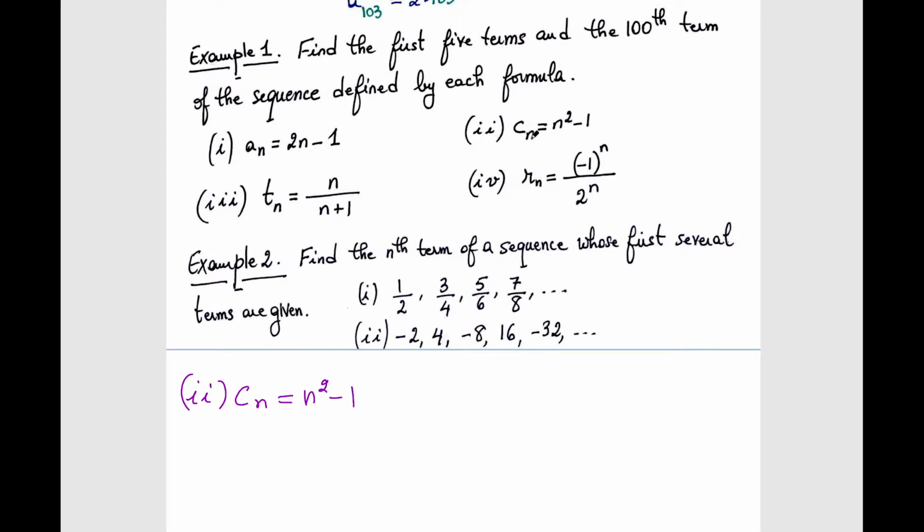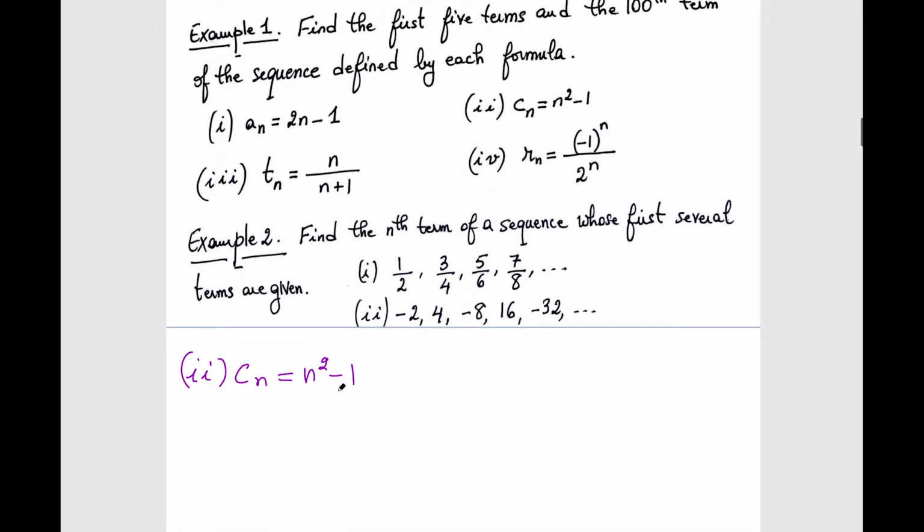So the first term is C1, right? The second term is C2, and so on. So this is the general term, the nth term, Cn, and this is for any n, for any natural number n, right? Correct? Alright, so let's start.